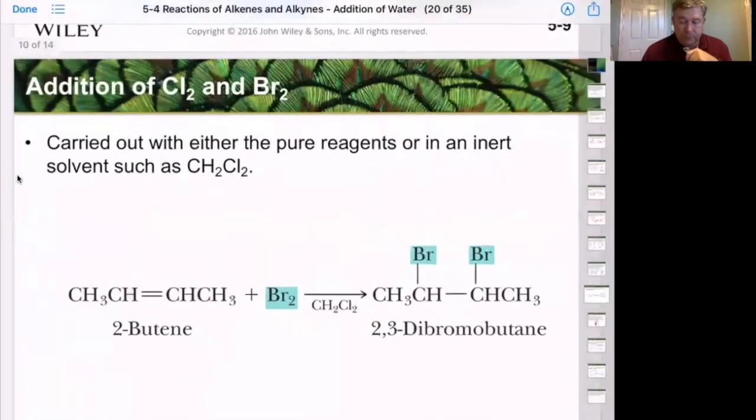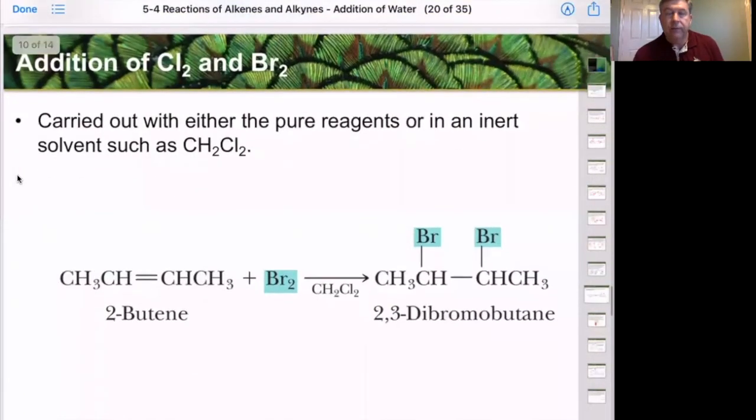Okay, so now that we have a way of adding water and alcohols and HCl and HBr to that double bond, and it always follows Markovnikov's rule, that hydrogen adds first and then the other species add second, let's look at the addition of chlorine and bromine to the double bond. It undergoes a slightly different mechanism, and we're going to engage that right now.